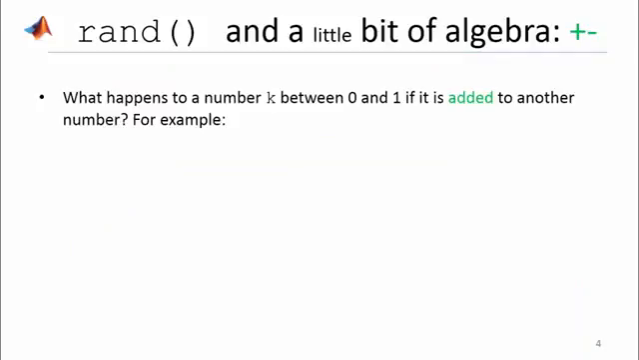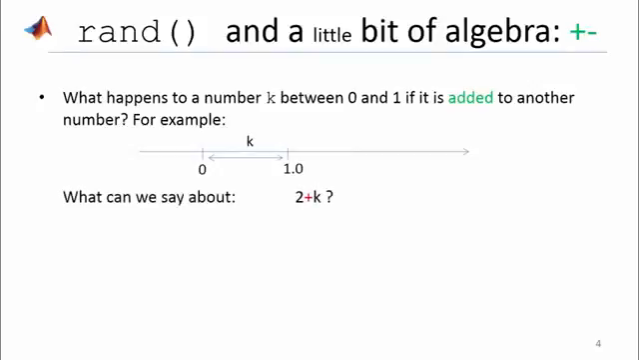So, how can I make it between a and b? I don't want between 0 and 1. Well, let's do 2 simple operations here. Plus. What happens when we do plus? If you have a value between 0 and 1 and you add 2 to it, the value will likely be between what and what?